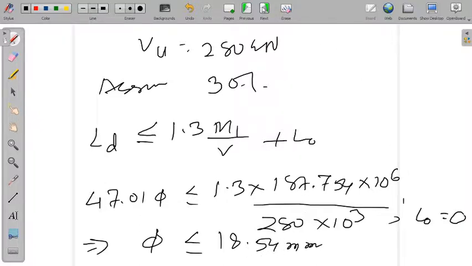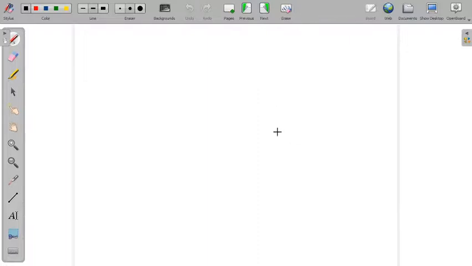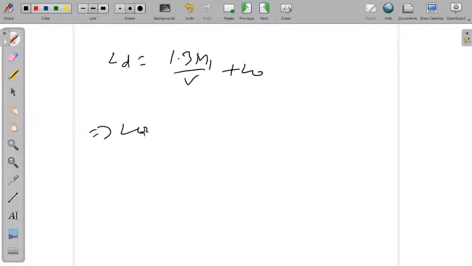But in the problem it is already said that we are providing a phi value of 20. Okay, then for phi value of 20 I can find out the value of L0. That means I can write it the reverse way. Earlier my equation was LD is equal to 1.3 M1 by V plus L0. Then L0 is equal to LD minus 1.3 M1 divided by V.